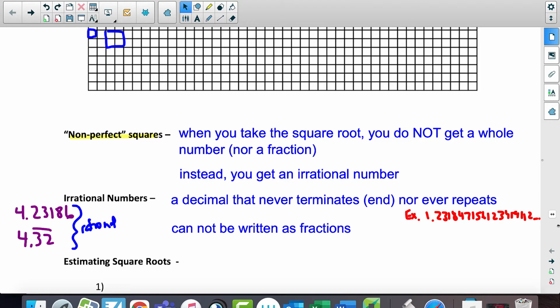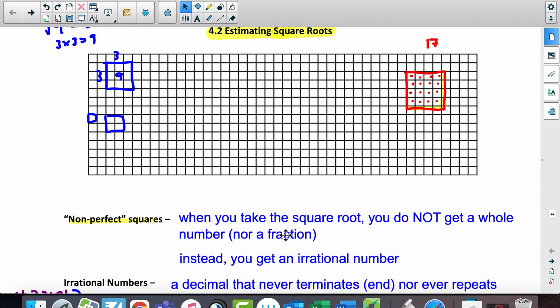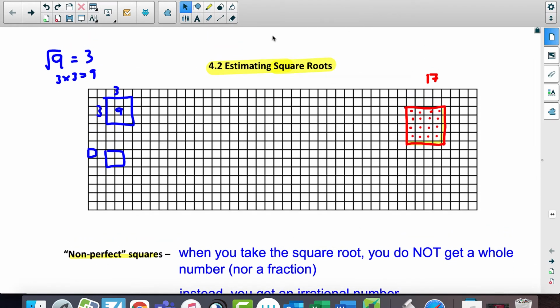1.23184 going on and on forever, that cannot be written as a fraction. Okay, so what do we do if we want to get the square root of a number like 17? Remember, if there's 9 squares in this perfect square, then it's easy to find the square root. I just count up this side, 1, 2, 3, and that's my square root. But on this one, where I have 17, it's harder to figure out the square root.